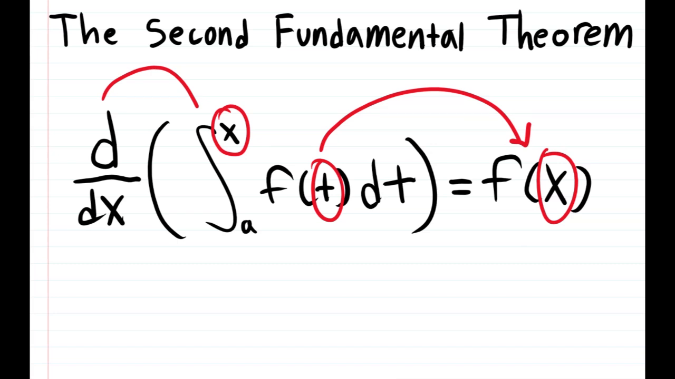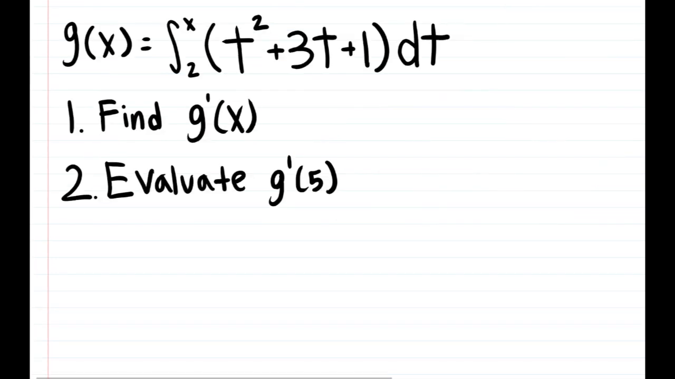But what if the upper bound was something like x squared? Well, then we would use the chain rule. We'd have to multiply our final answer by the derivative of our upper bound. So our final answer would be f of x times 2x. Let's see how we can use this theorem to solve a practice problem.